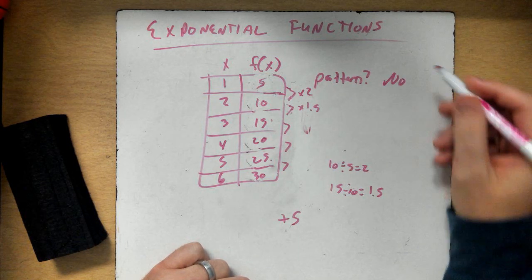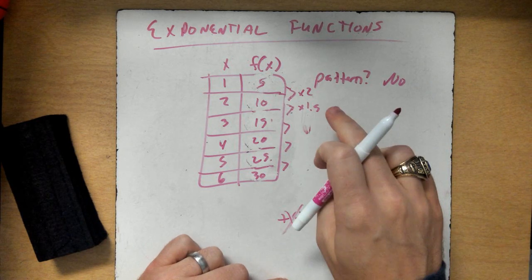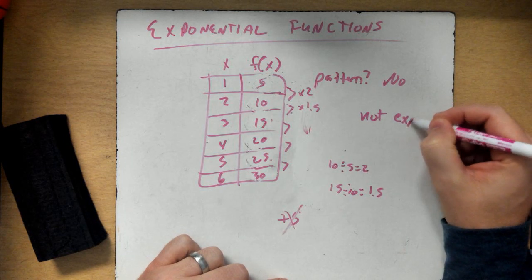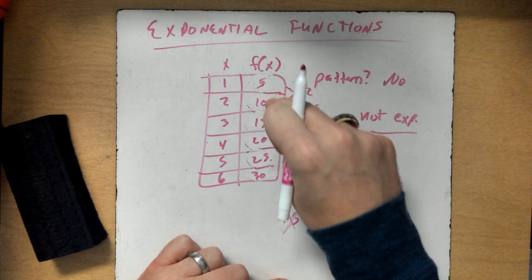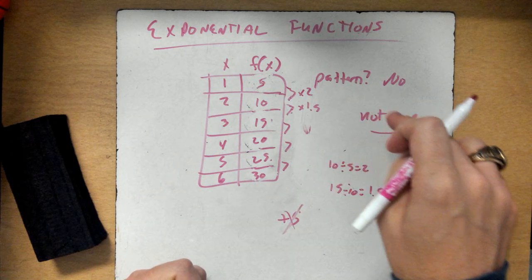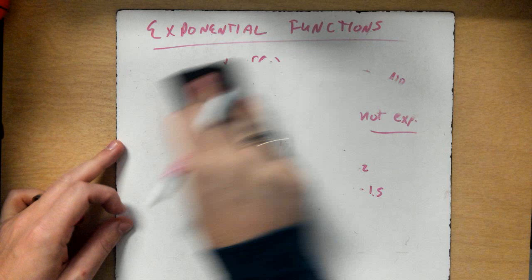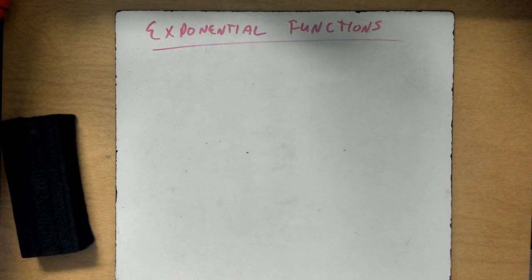So there's no pattern, right? We don't want this. We don't want a plus 5. We need it to be a multiply or divide case. So no, this is not exponential, okay? So if it adds up to that, that's great, but we don't want that. This would be a linear function actually, not exponential. We want an exponential function, okay? All right, let's move on.